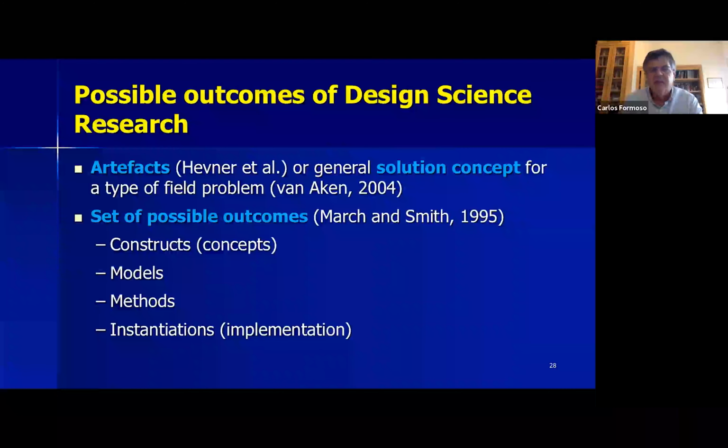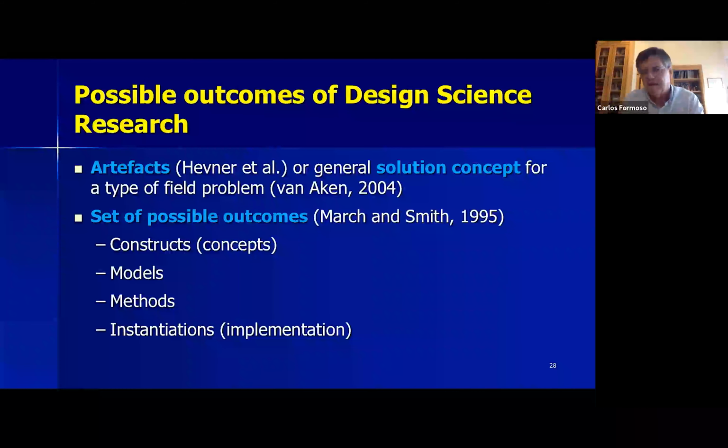The second one, conceptual models. Conceptual models are a group of concepts that can be connected. Methods, so you can devise a method, a sequence of steps, for instance, for doing a task or for implementing something. And the fourth category is instantiation. What is an instantiation? It is the implementation of the artifact. And this is a kind of practical contribution. For instance, the Last Planner System has been implemented in thousands of companies.